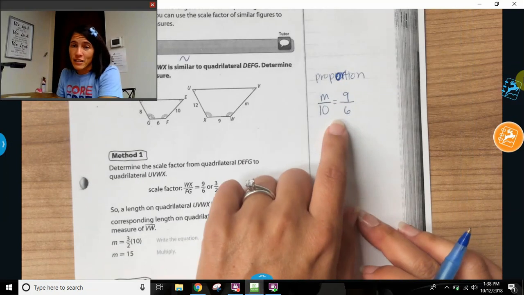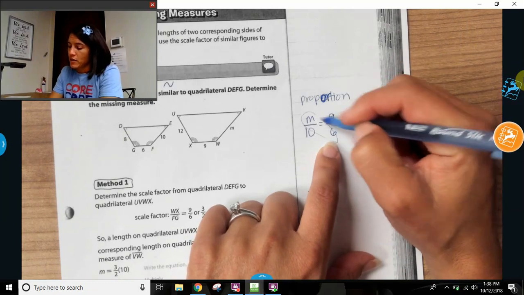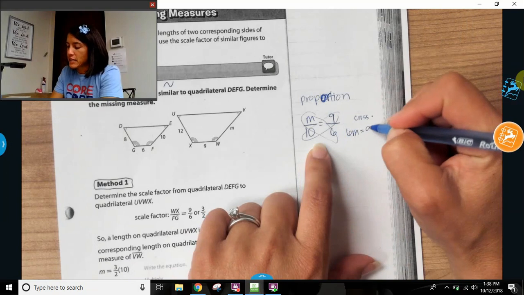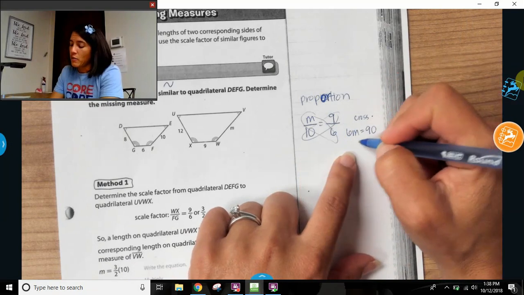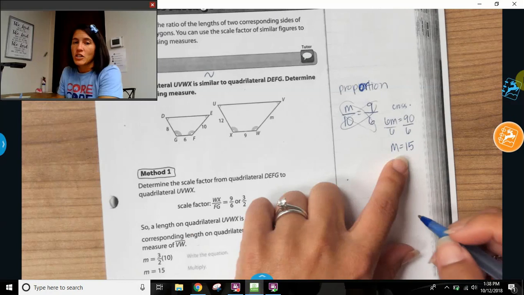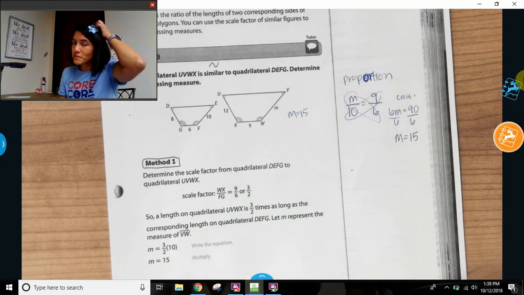And if you've forgotten how to solve a proportion, you're going to cross multiply. So 6 times m is 6m. 9 times 10 is 90. And then we divide those sides by 6, and m equals 15. So the missing side is m equals 15.